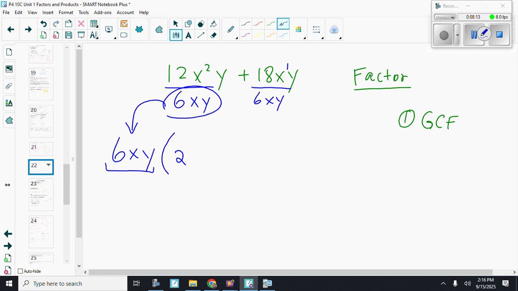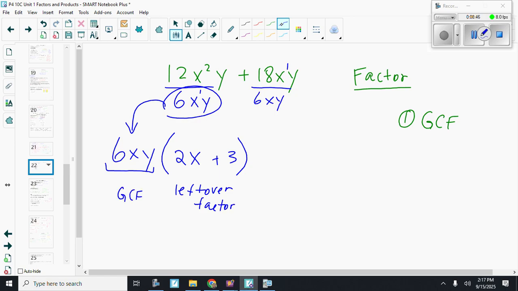I do my exponent laws, right? X to the power 2 divided by x to the power 1. We can subtract our exponents. So we're left with an x. And then the y divided by y is just 1. So it disappears, it cancels out. And then we go 18 divided by 6 is 3. Okay, and my x's cancel out, my y's cancel out, so it's just 3. Okay, so this is my leftover factor. And then this one, this is my GCF.